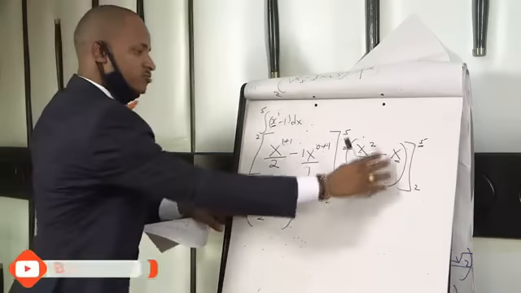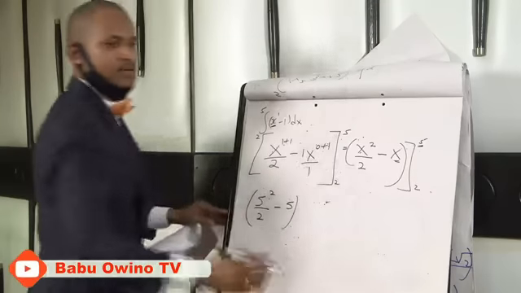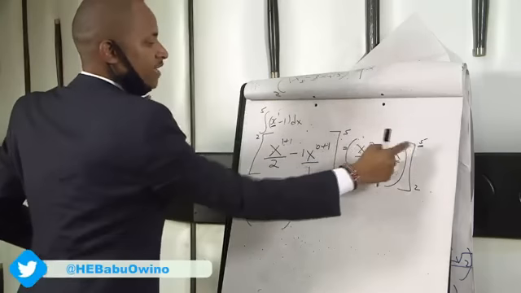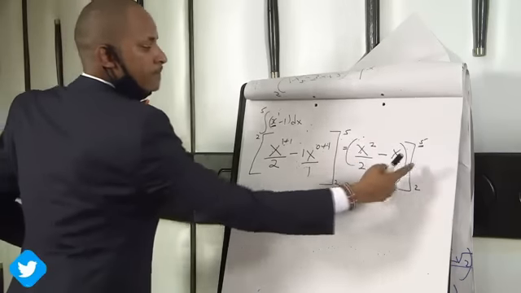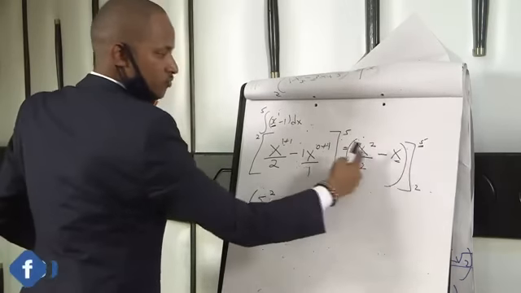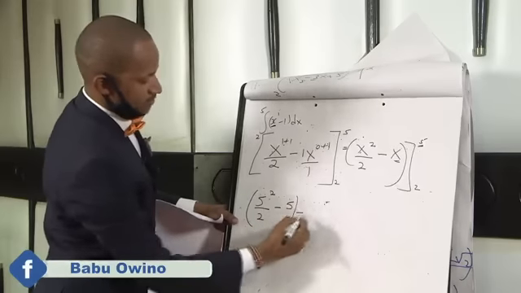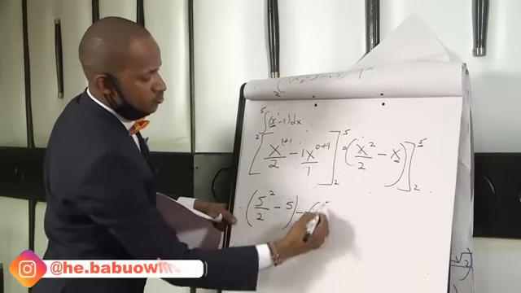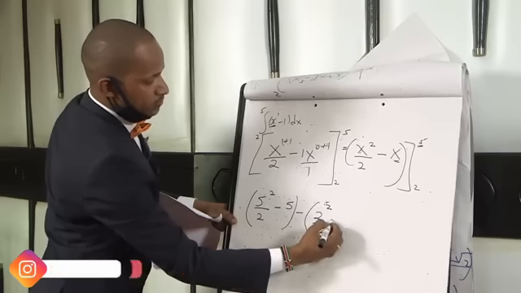Then this value that you get, you subtract the lower limit. We have the upper limit and the lower limit. So the upper limit is 5 into these values, minus 2 into these values. You replace x with 2 here, so it becomes 2 squared divided by 2 minus 2.